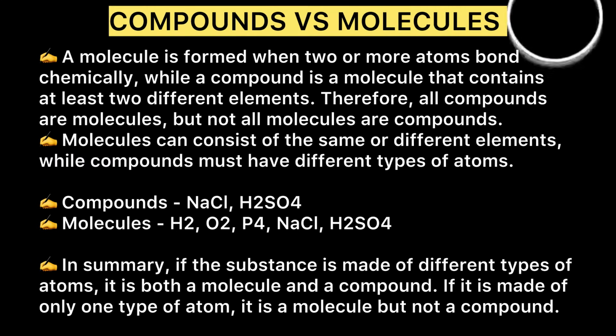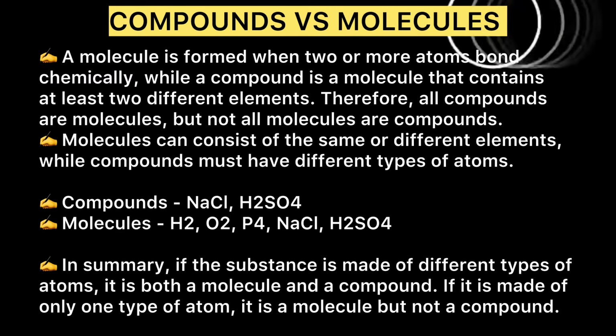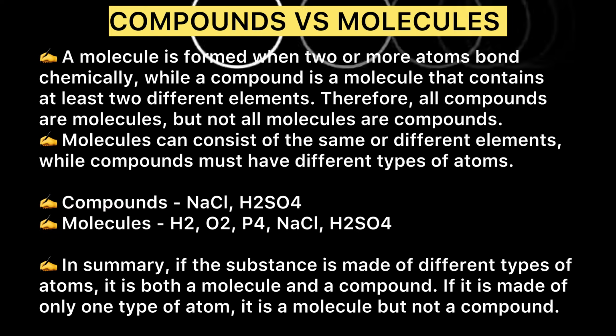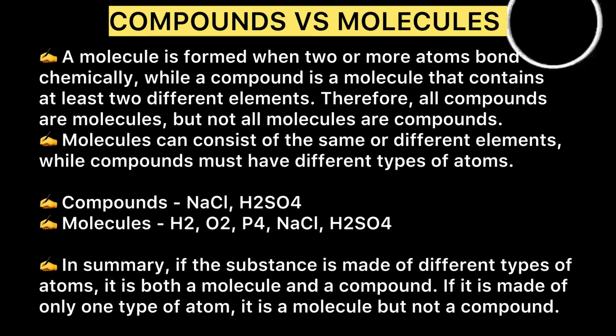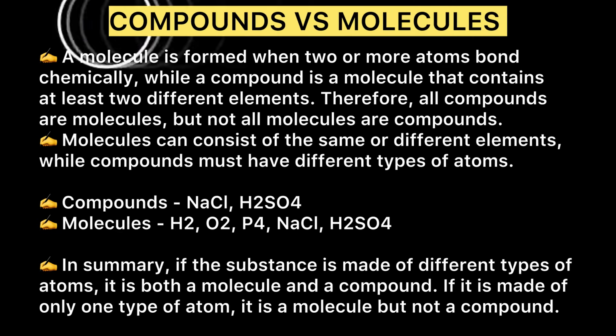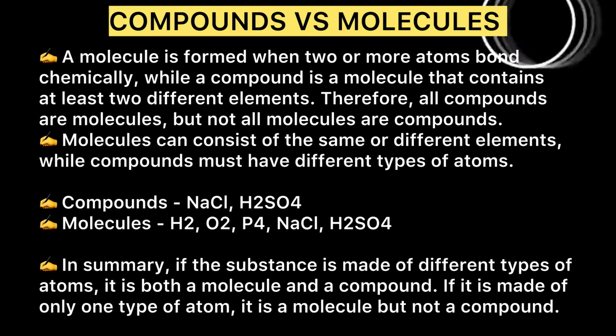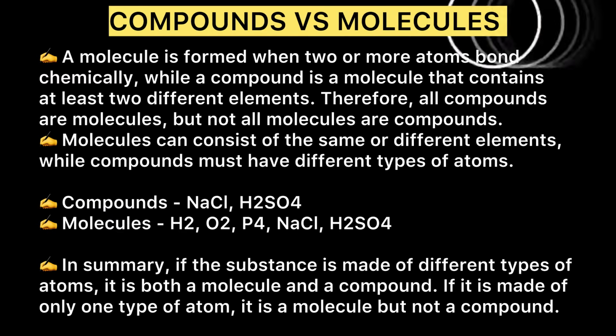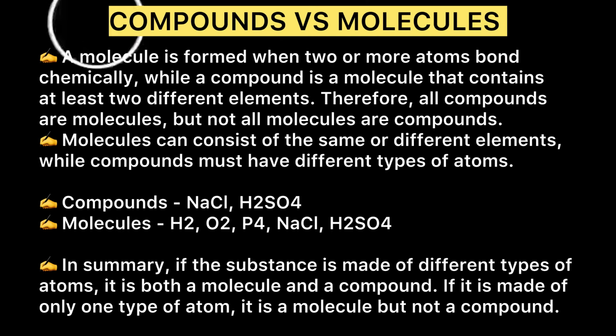But I can still say that NaCl is a molecule because it contains two different atoms. I can say H2SO4 is a molecule, and it is a compound too because it contains three different atoms. So the distinction is that molecules can contain the same atoms or different atoms, but compounds must only contain different atoms. So if the substance is made up of different types of atoms, it is both a molecule and a compound. But if it is made up of only one type of atom, it is a molecule but not a compound. So please take note of the distinction between all this.